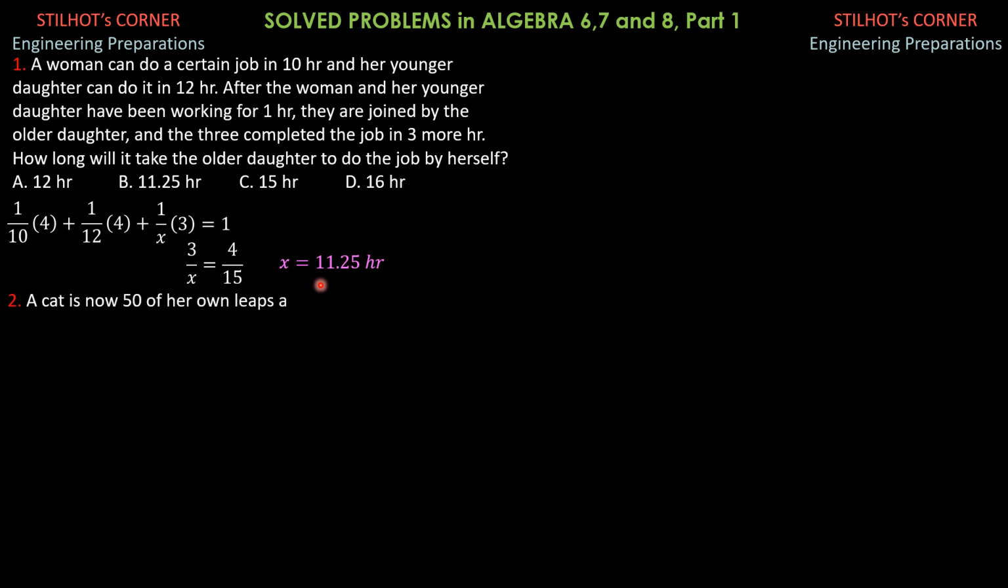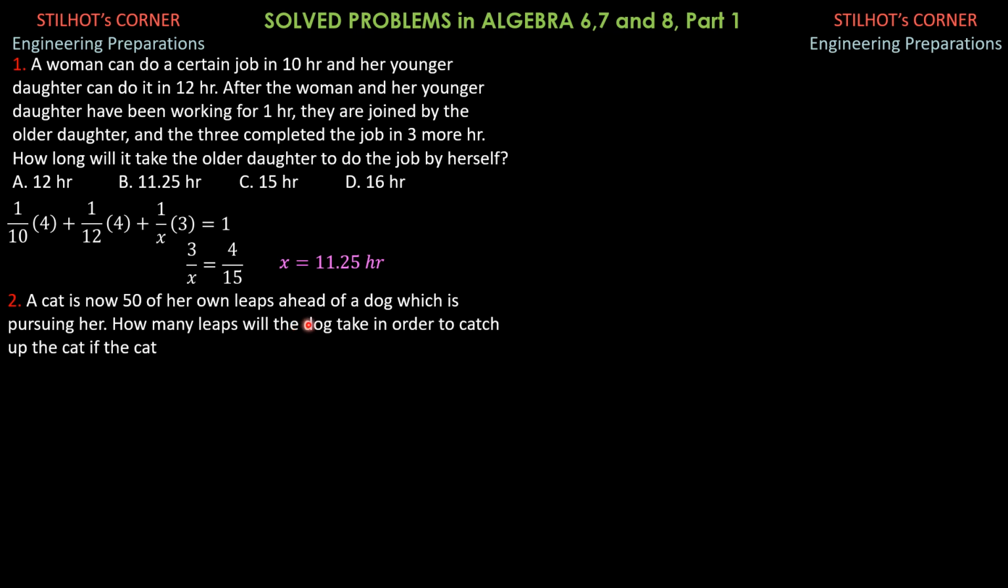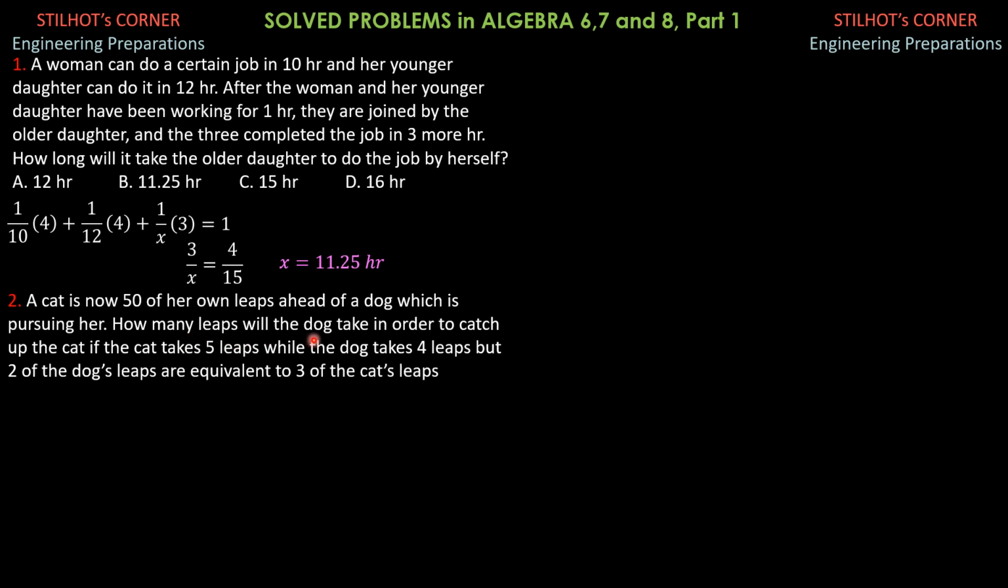Next problem: a cat is now 50 of her own leaps ahead of a dog which is pursuing her. How many leaps will the dog take in order to catch up with the cat if the cat takes 5 leaps while the dog takes 4 leaps? So this is 5 leaps per second for the cat, and for the dog, 4 leaps per second, but 2 of the dog's leaps are equivalent to 3 of the cat's leaps. So this refers to the length of the leaps of the dog and the cat.